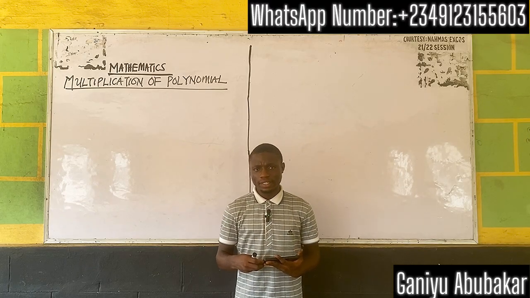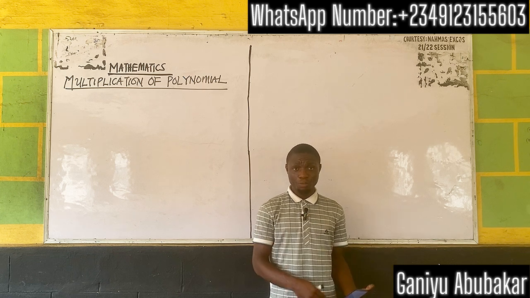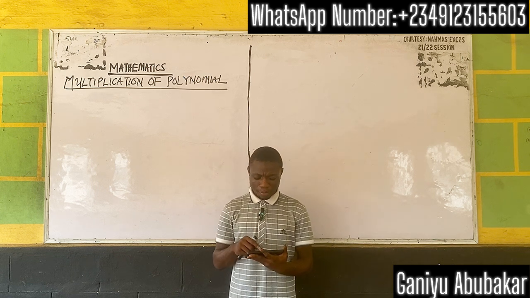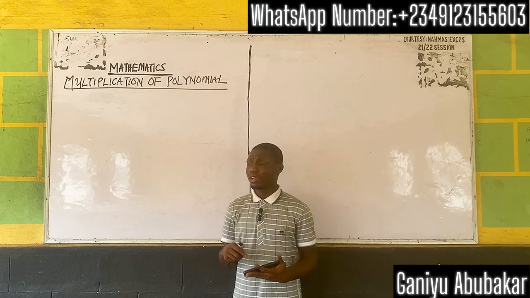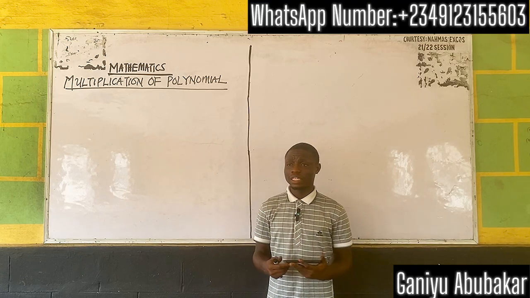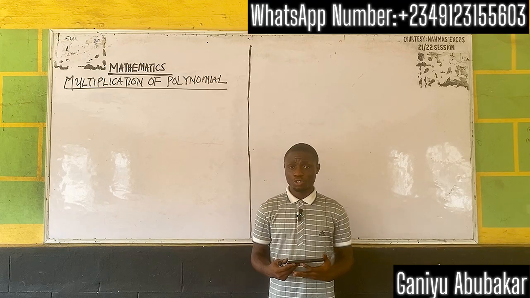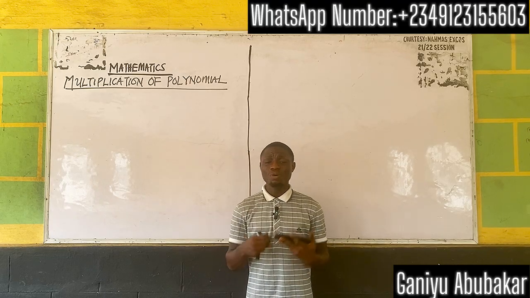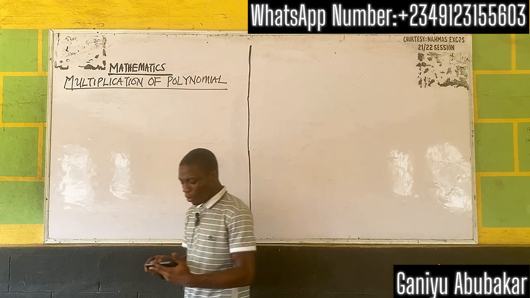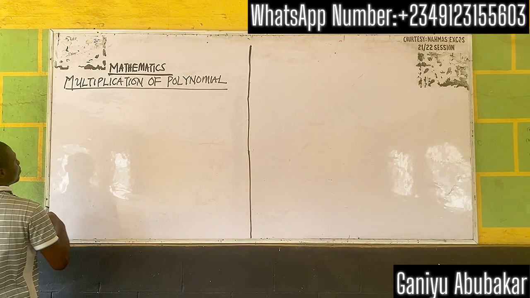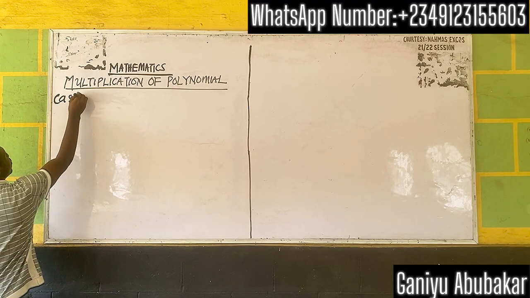Case 1 is how to multiply a binomial. We'll look at how to multiply a monomial, and also how to multiply polynomial functions, like the way we did how to add and subtract polynomial functions. Before then, let's look at case 1, called multiplying by a monomial.